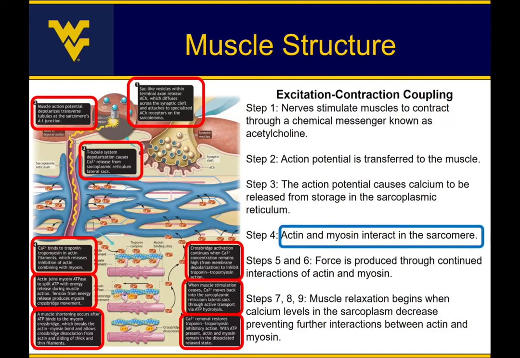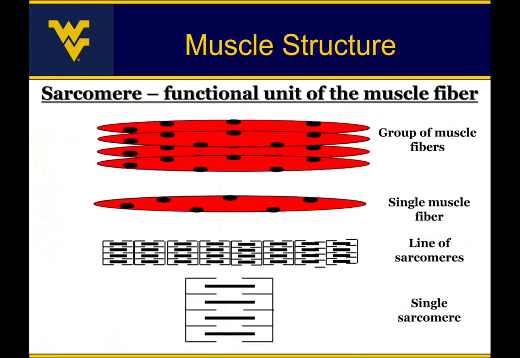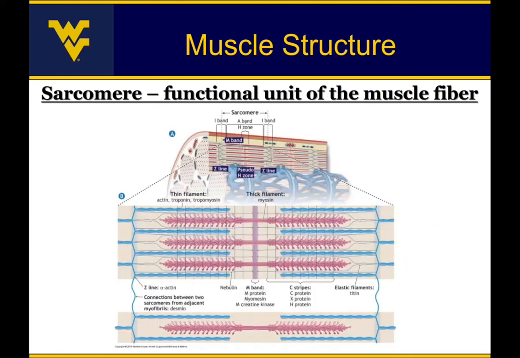Now we'll take a closer look at the actin and myosin interactions within the sarcomere. The sarcomere is known as the functional unit of the muscle fiber. We've talked about this breakdown already, where we have groups of muscle fibers representing our muscle, a single muscle fiber, and a line of sarcomeres that are lined up all along the length of that muscle fiber. It's the interactions of the myofilaments within the sarcomere that are responsible for muscle contraction.